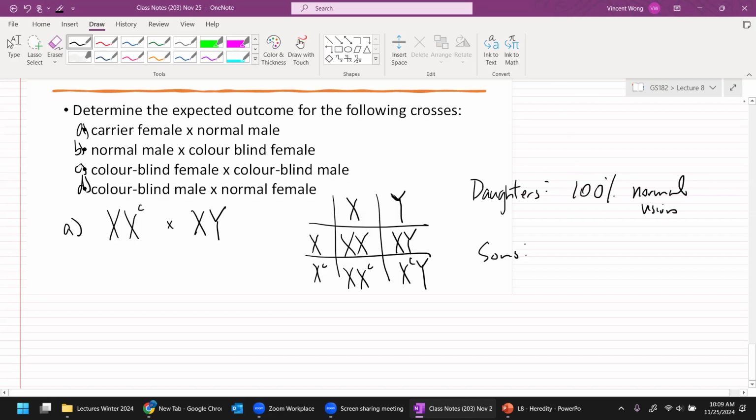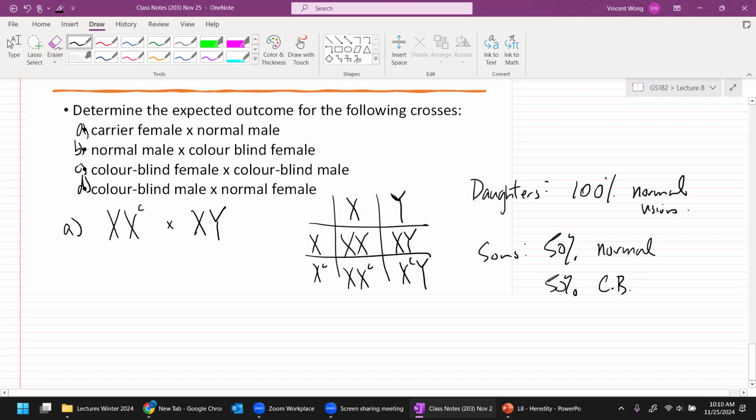Is this person gonna be colorblind? No, there's no C, right? Is this person gonna be colorblind? No, she's a carrier, right? But carriers are not colorblind, you understand? So 100% gonna be okay. How about for son? If you have a son, 50% chance normal. Normal as in normal vision, okay? And 50% chance colorblind.